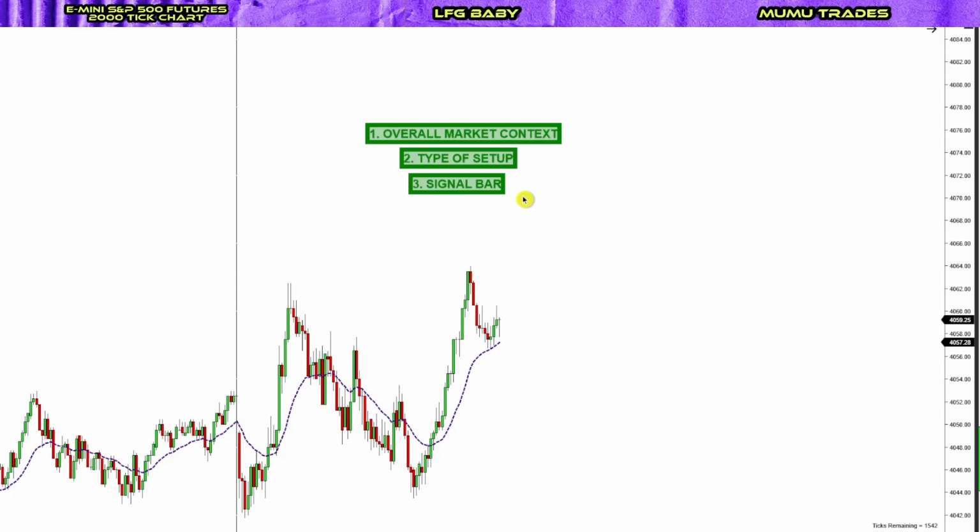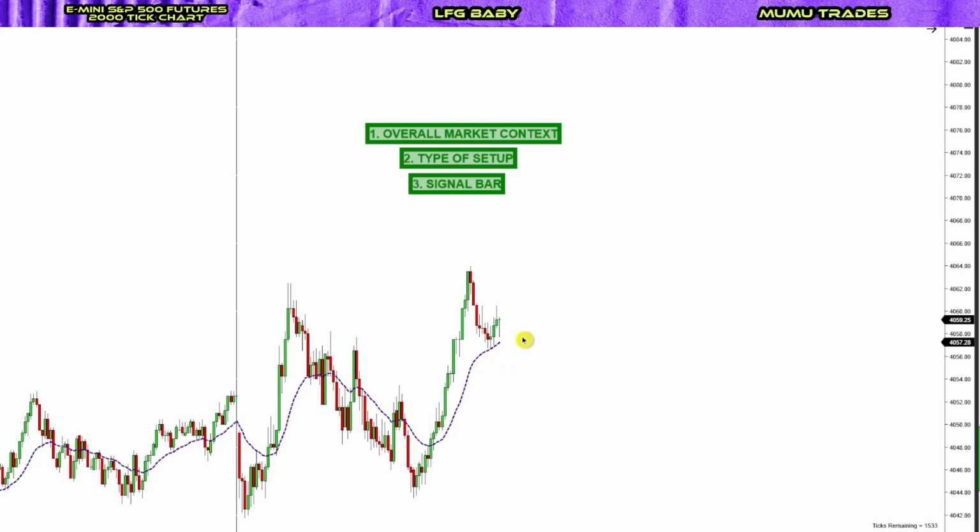What's going on, everyone? In today's video, we're going to be going over how to read price action, which can be applied to any market: futures, forex, stocks, you name it. We're looking at the ES S&P 500 Futures 2000 tick chart, and on the right side here, it is about to be the market open.